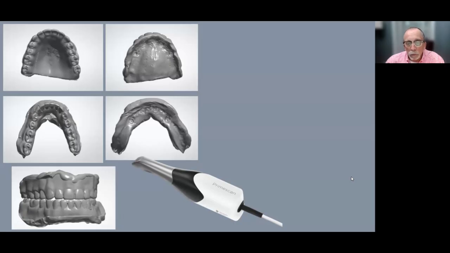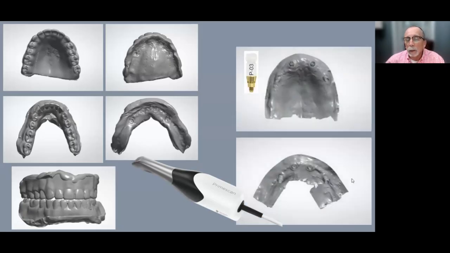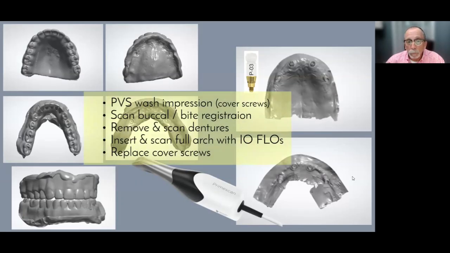Then we're going to take those dentures out of the mouth, and we're going to scan those dentures inside and out. So now I have tissue data, I have implant placement data, and then we're going to take the cover screws off and put some scan bodies in. And for the Conus, we have to use the Atlantis scan bodies, and we put those scan bodies in and scan it again. And so again, wash impression of just the cover screws, scan the bite, take the dentures out, scan the dentures, scan the wash impression, then take the cover screws out, put the scan bodies in, scan that, and then put the cover screws back on and send the patient back out with their treatment dentures.